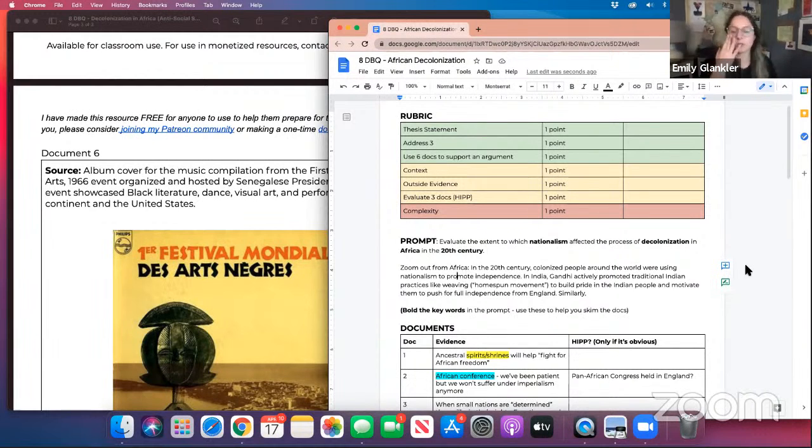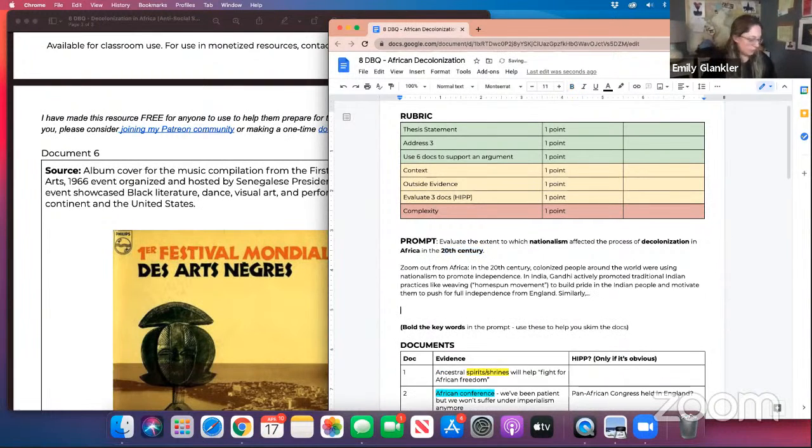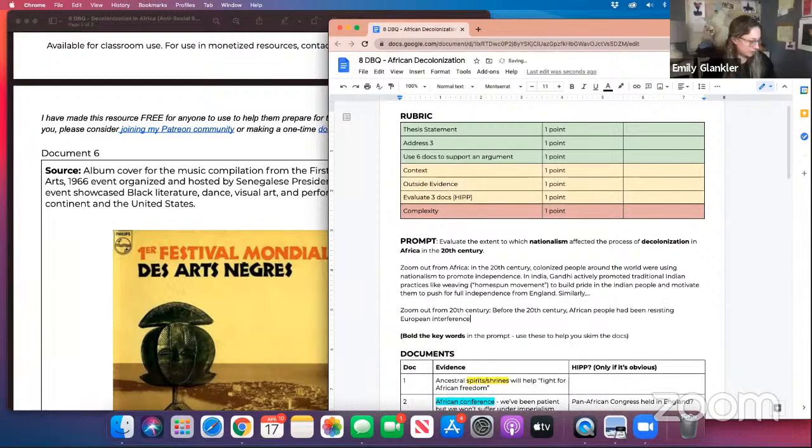What other parts of the world at the same time are doing something similar? You also could zoom out. I think the two easiest ones are either zoom out of the geographic region or zoom out of the time period. So let's say I wanted to zoom out from the 20th century, right? I could talk about how before the 20th century, African people had been resisting European interference.